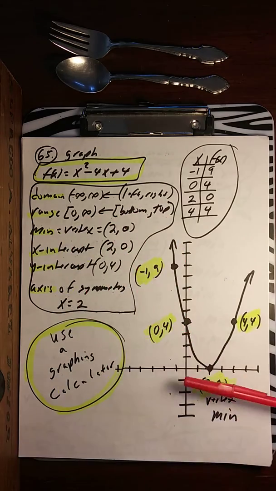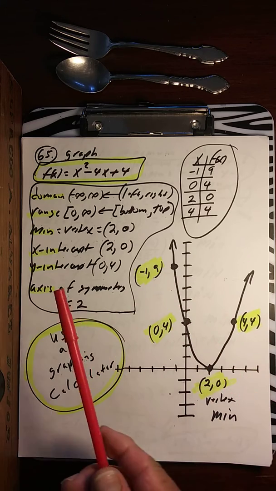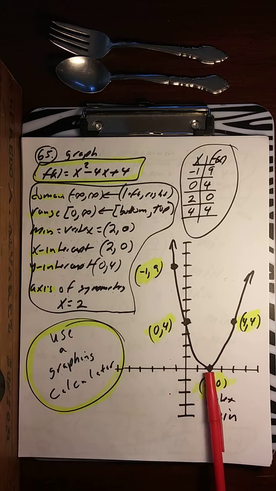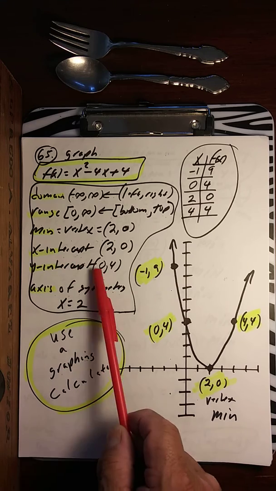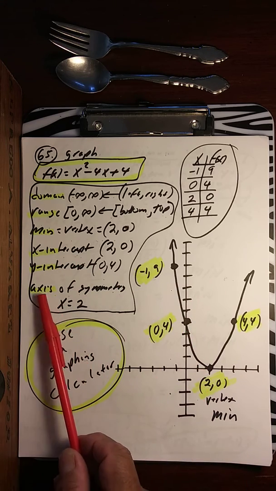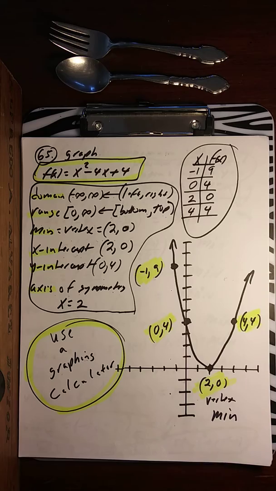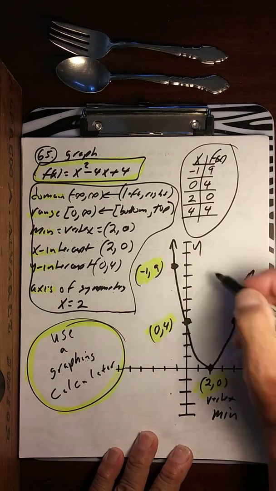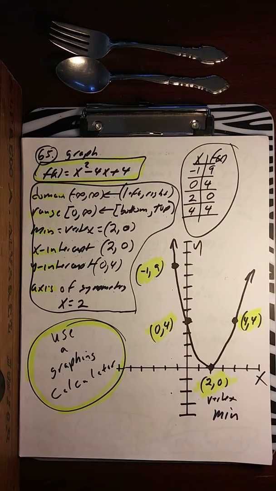Min, right here, it's a vertex, is (2, 0). X-intercept is (2, 0). And the Y-intercept is (0, 4). And the axis of symmetry is right there, x equals 2. Again, this is the Y, and this is the X-axis.